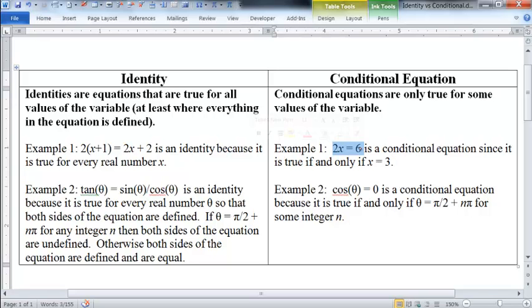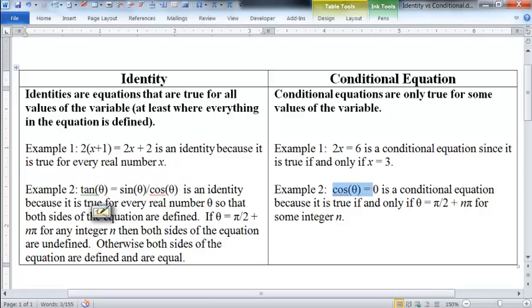Let's take an example from trigonometry. Over here on the left, if we say tan of theta equals sine of theta divided by cosine theta, that's an identity because it's true no matter what we put in for every real number theta as long as both sides of the equation are defined. Now, if theta happens to be pi over 2 plus any multiple of pi, or another way to say it is odd multiples of pi over 2, then both sides actually turn out to be undefined. But otherwise, when both sides are defined, they are equal, so that is an identity.